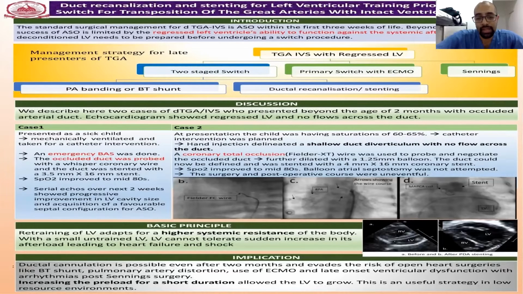What we see down here is an image where at presentation the LV was banana shaped and squished, and later on we see that the septum is almost in the center, where the LV is almost at near systemic pressures. We were able to take this child for surgery. The second picture was taken about 10 days post the stenting procedure, and following this, the child was taken for the ASO, and the post-op course was uneventful.